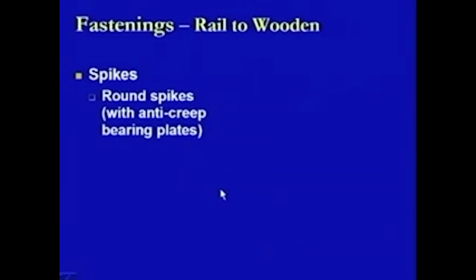Then under the spikes, the another type of spike is the round spike. This round spike is mostly used with anti-creep bearing plates. We have seen this anti-creep condition when we talked about creep in rails, where the rails move in the longitudinal direction. So, these are the round spikes which are used with the anti-creep bearing plates so as to keep those rail sections in place.